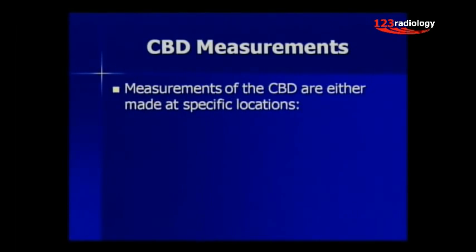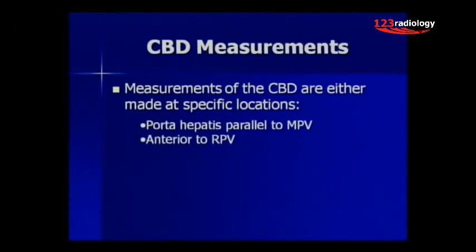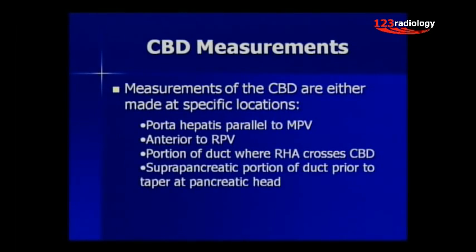And the measurements of the common bile duct can be made in various locations. It can either be a specific location, for example, at the porta hepatis parallel to the main portal vein, can be measured anterior to the right portal vein, in the portion of the duct where the right hepatic artery crosses the common bile duct, or in the suprapancreatic portion of the duct prior to where it tapers at the pancreatic head. And it also can be measured at the largest visualized diameter.